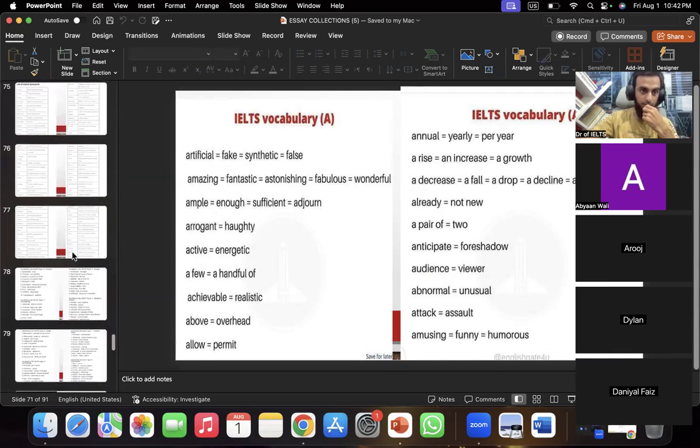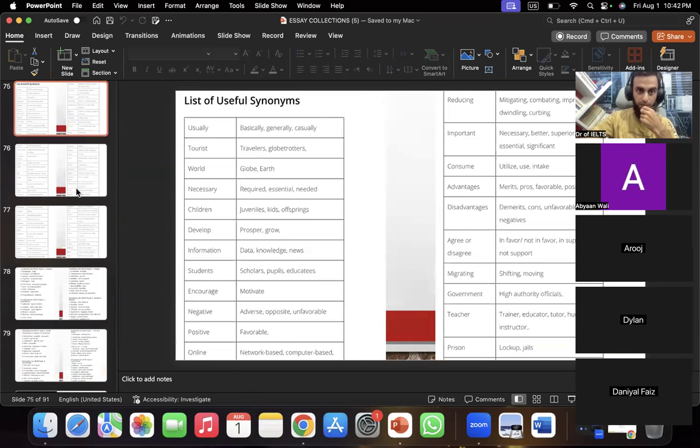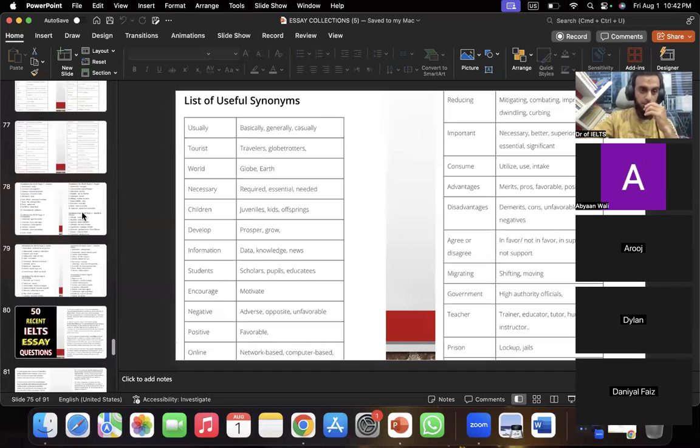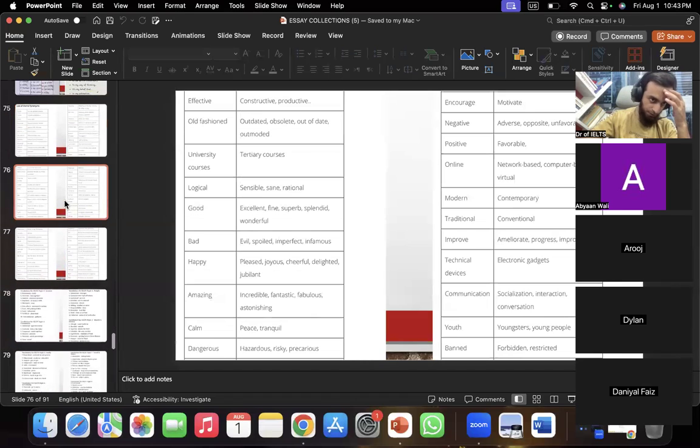These are also fine, but on page number 75 you can see the common words and the plus words, right? Instead of develop, you can say prosper. Instead of information, you can say data, knowledge. Instead of students, you can say pupils, educators, educatees. Both are okay. Encourage, motivate. Both are okay, but somehow those are considered more approachable for 7 plus, right? Logical, you can say sensible.